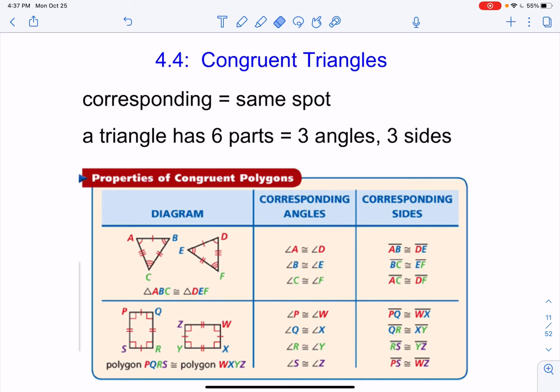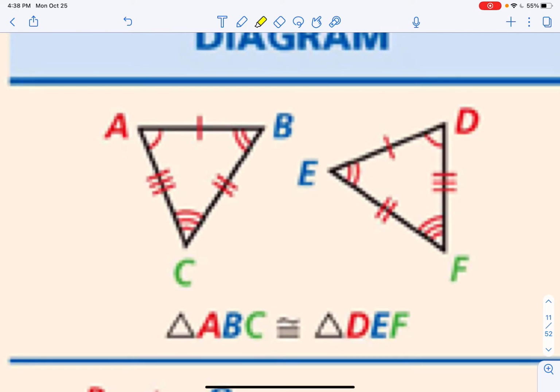Hey guys, so for 4.4 we're talking about congruent triangles, specifically which pieces of each triangle are congruent to which pieces of the other triangle. So if you're given two congruent triangles, how do we know which angles are congruent to which? For example here, if we have two triangles, we see that A and D, those two angles, are congruent. B and E are congruent. C and F are congruent. It's all about the order in which we write this out.